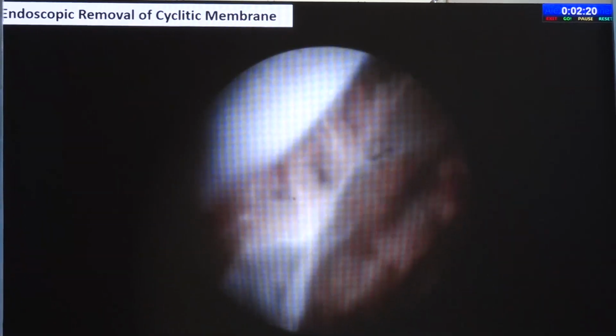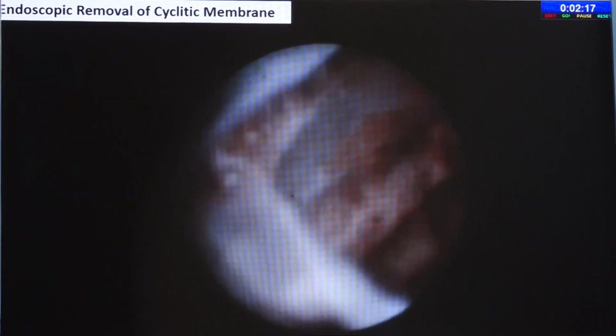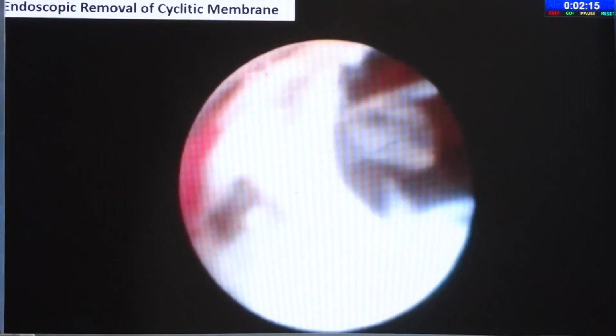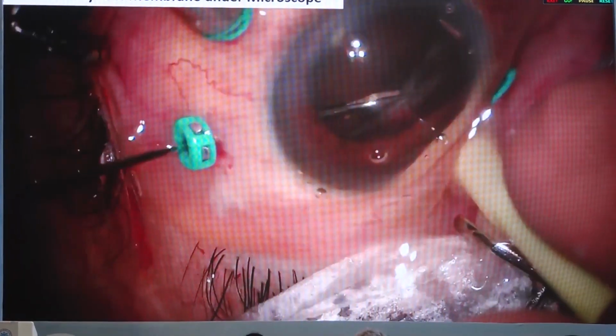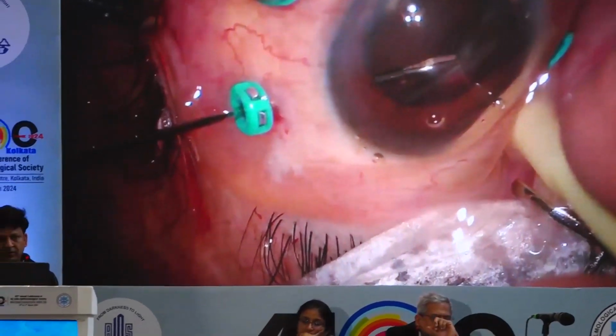But an endoscope is not available to all of us. We can also try to remove these membranes under microscope visualization. The trick is that you decrease the IOP to a very low level, like I am doing, around 5 millimeters of mercury here, and depress the ciliary body, and one by one you can remove all these membranes slowly. So this is another way you can use your microscopic view to remove these cyclitic membranes.